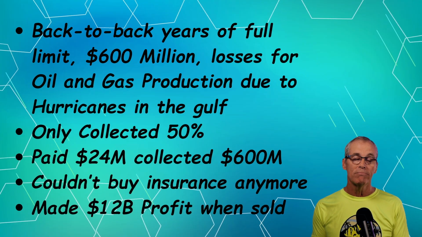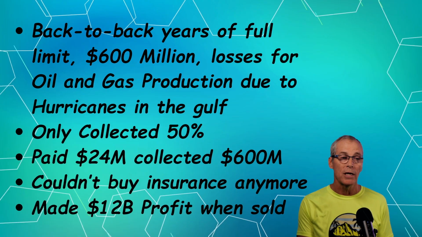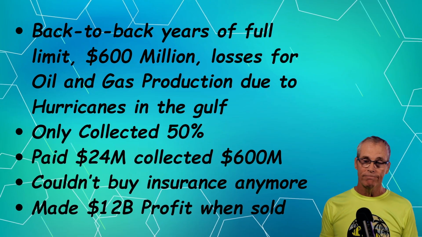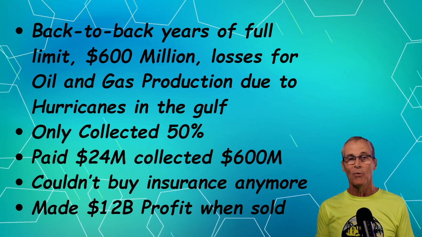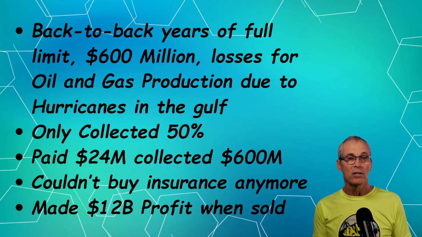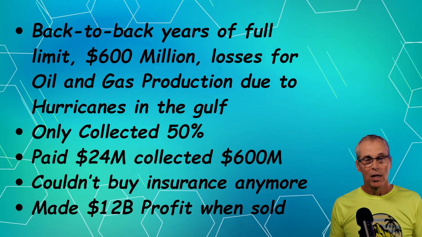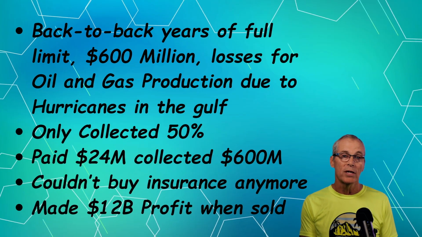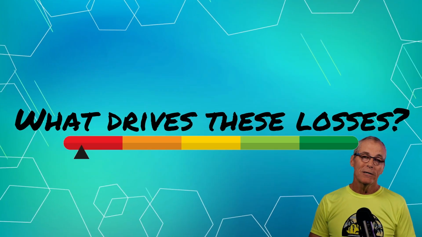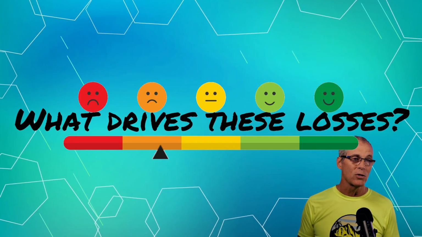So all in all, we paid 24 million, collected 600 million, but that took us out of the market. They wouldn't sell us insurance anymore for shut-ins from hurricanes, and we had to sell the business units. They ended up selling them, made about a $12 billion profit on all of that. So good news, bad news. You don't know what's good and what's bad, right?